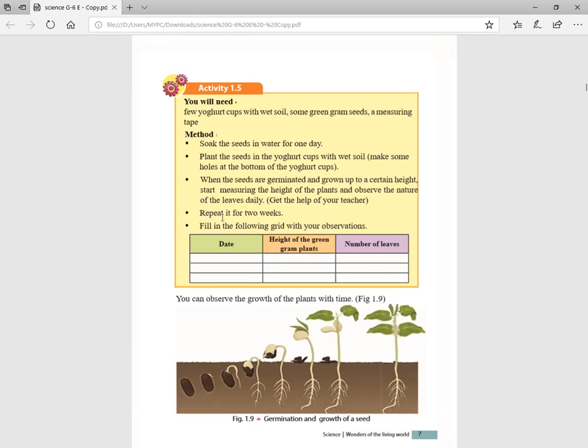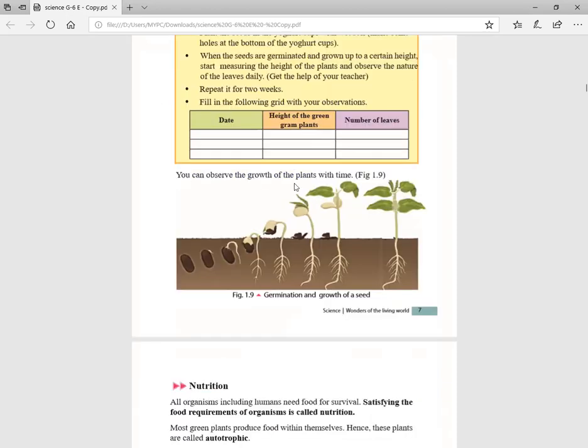Fourth one: repeat it for 2 weeks. Fifth one: fill in the following table with your observations. One category is date. Another is height of the green gram plant. Another category is number of leaves. You can observe the growth of plants with time. Figure 1.9.